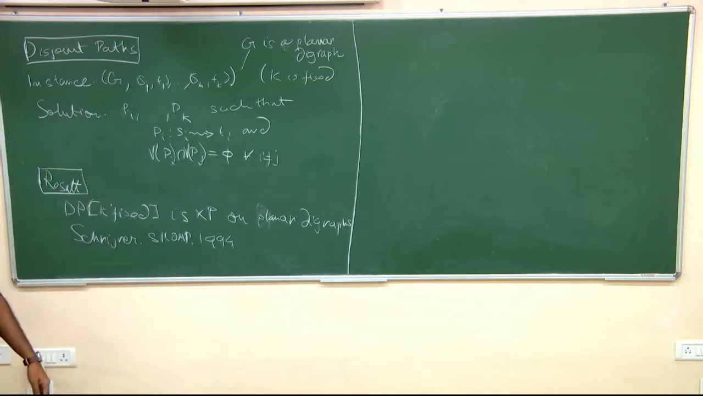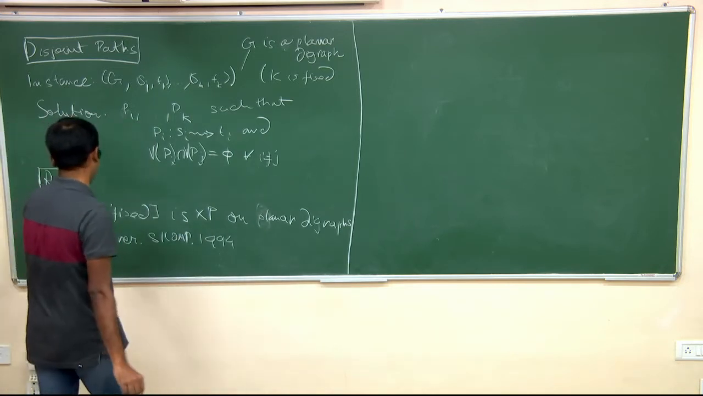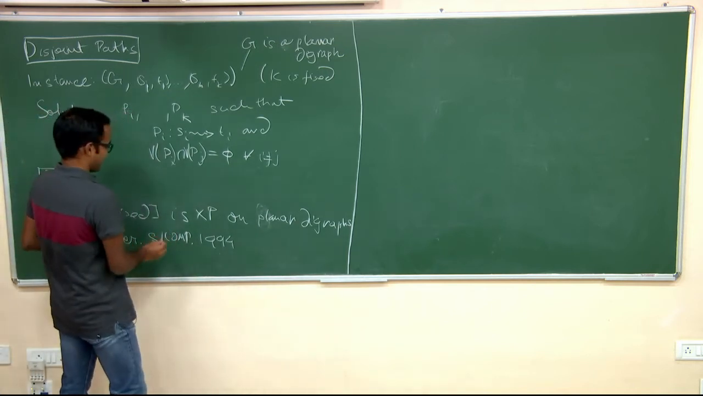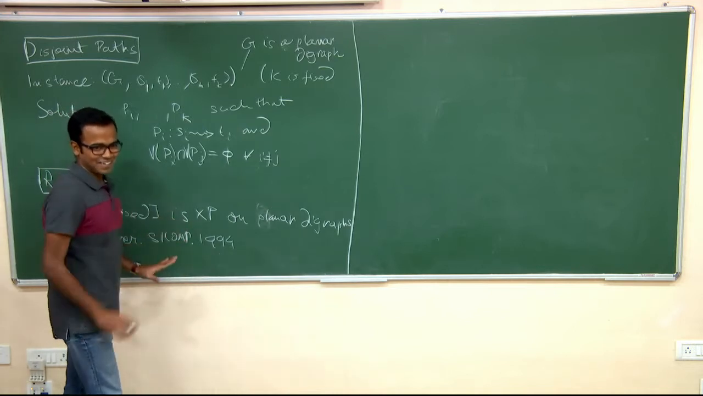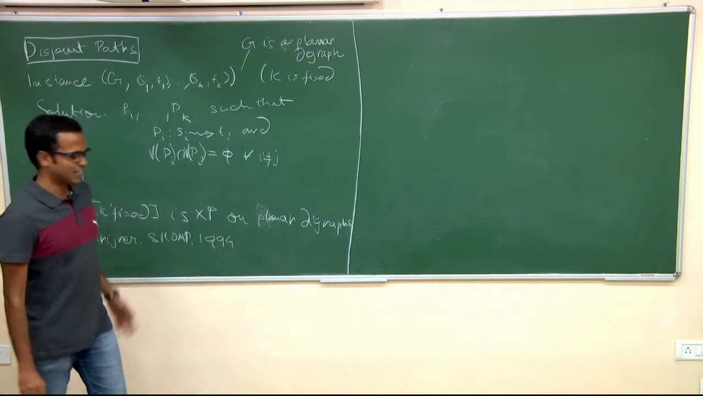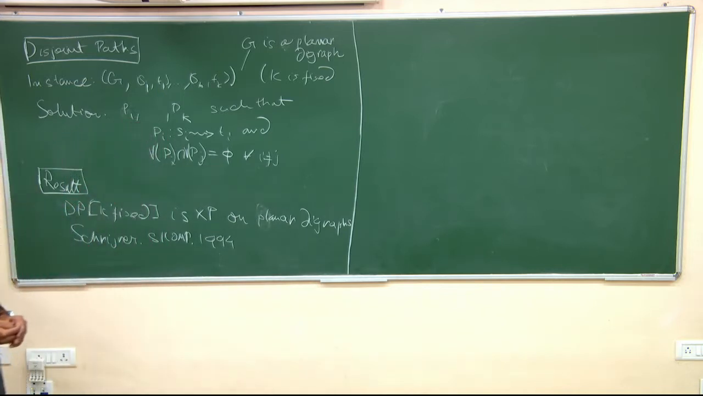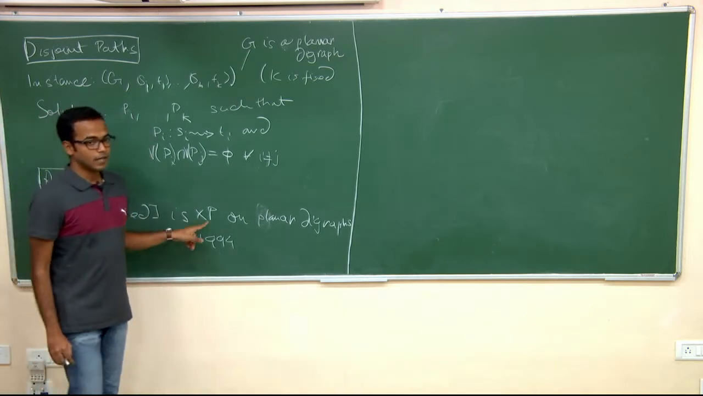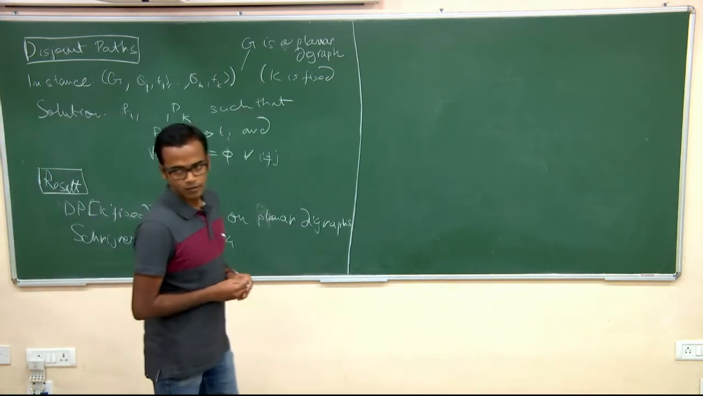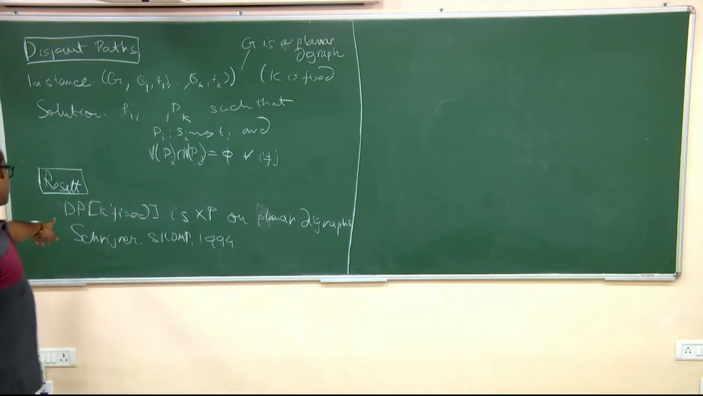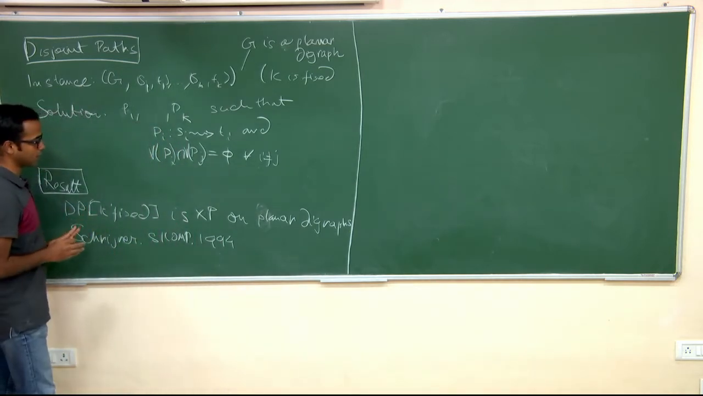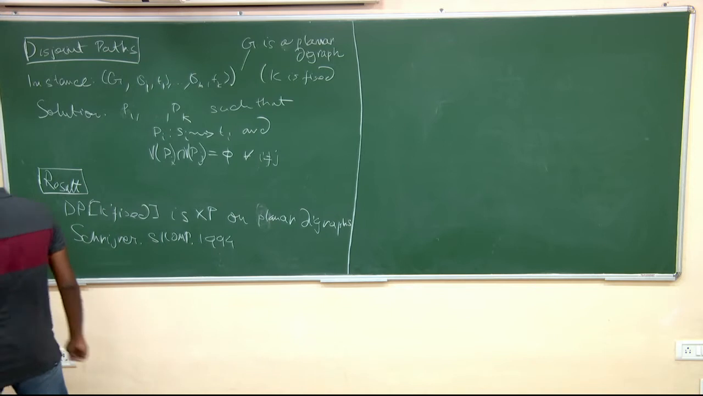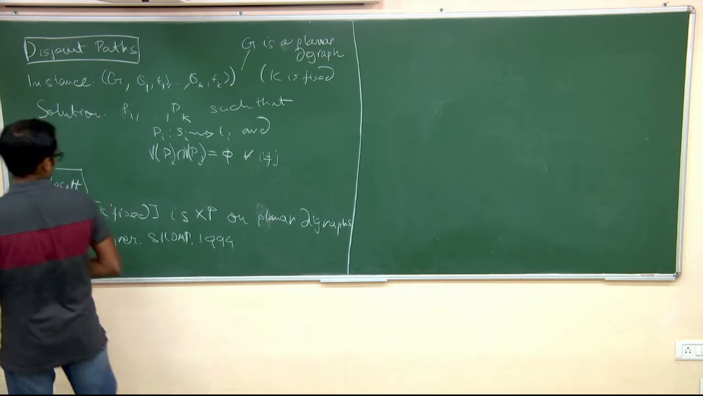Why do you say k fixed and XP? It's not a nice way of saying it, but I'm just trying to emphasize that it is XP. What kind of running time? f of k times polynomial in the size of the graph? No, it is n to the O of k. The running time for the algorithm we'll look at is n to the O of k.